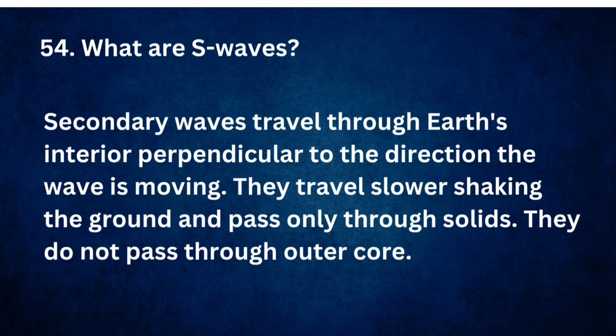What are S waves? Secondary waves travel through Earth's interior perpendicular to the direction the wave is moving. They travel slower, shaking the ground, and pass only through solids. They do not pass through the outer core.